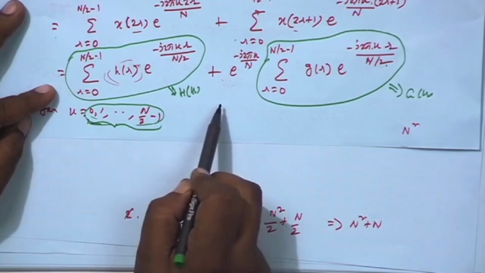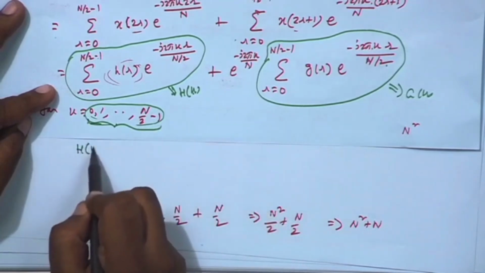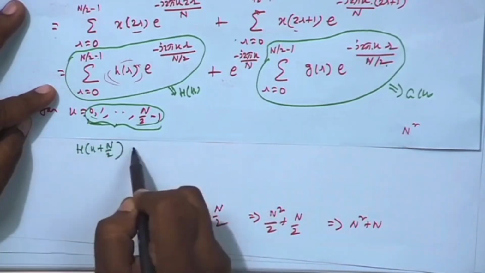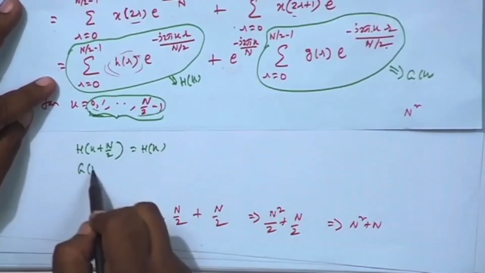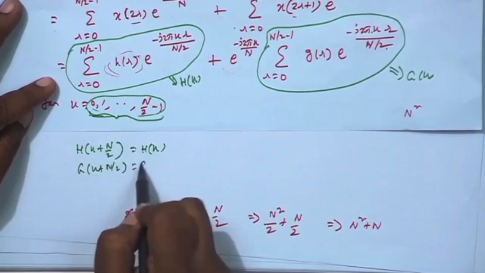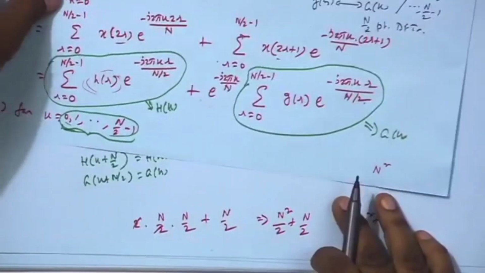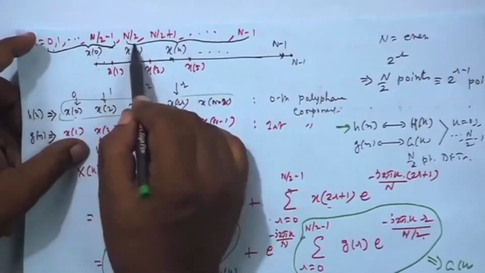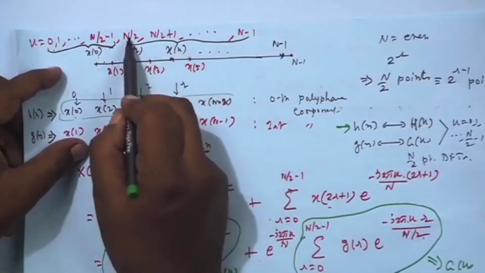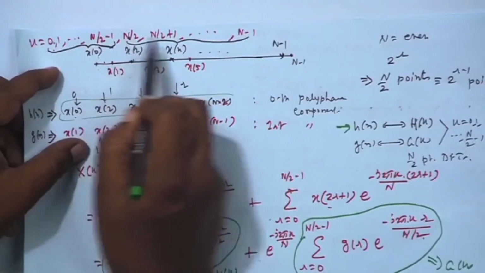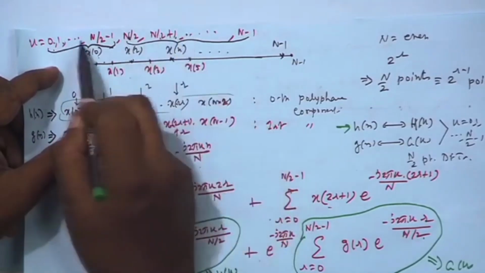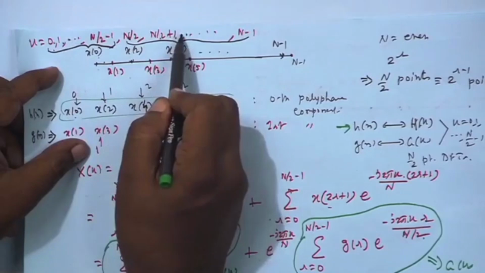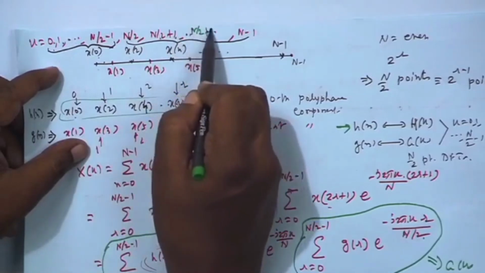So, h k is periodic over n by 2, that means h k plus n by 2 is the same as h k. Similarly, g k plus n by 2 is g k. So, the moment I go from the lower half to the upper half, what is n by 2? It is 0 plus n by 2. What is n by 2 plus 1? It is 1 plus n by 2. What is n by 2 plus 2? It is 2 plus n by 2. What is n by 2 plus k? It is k plus n by 2.